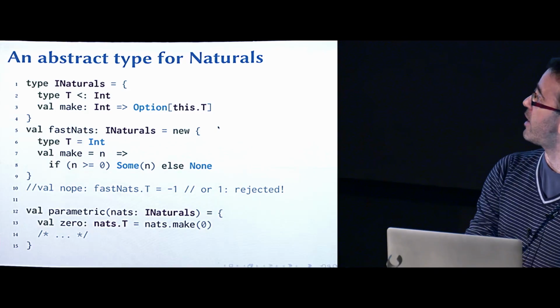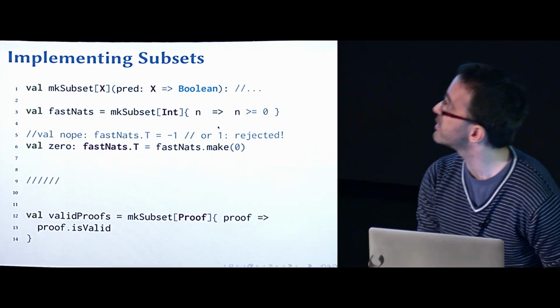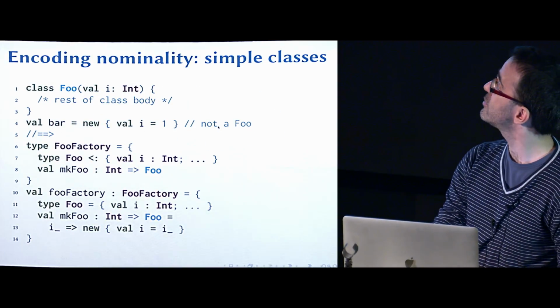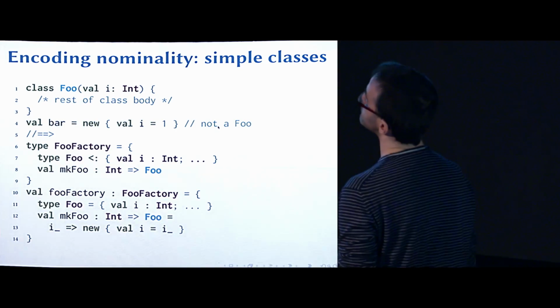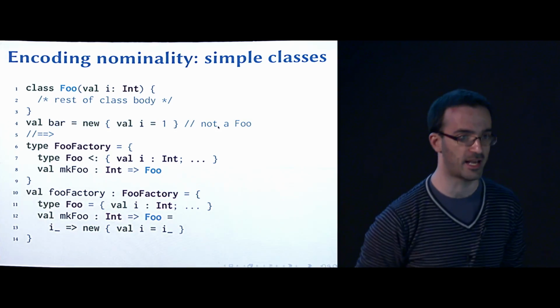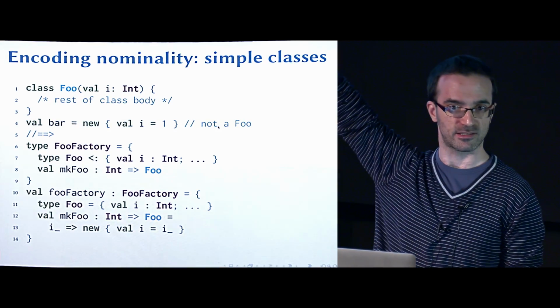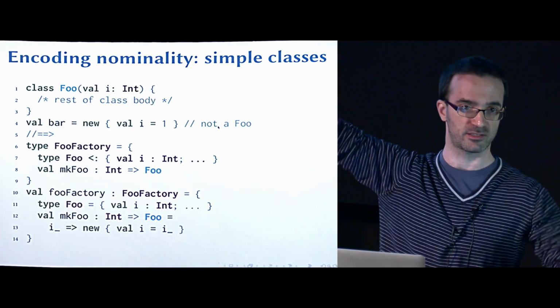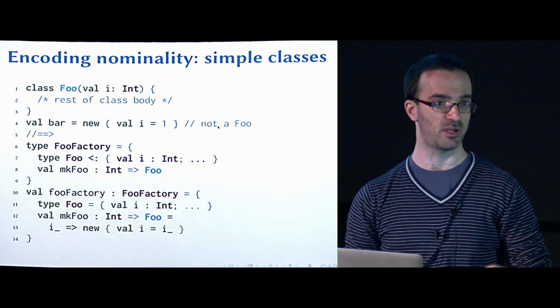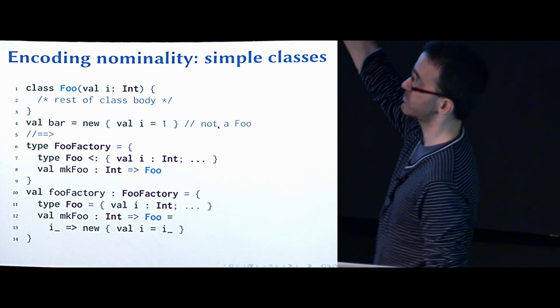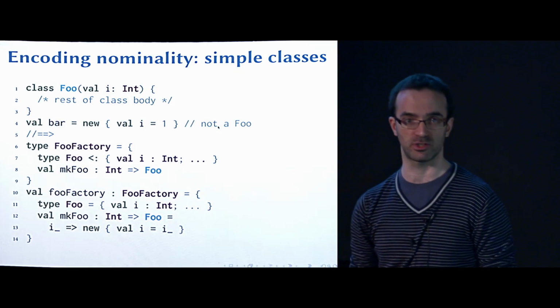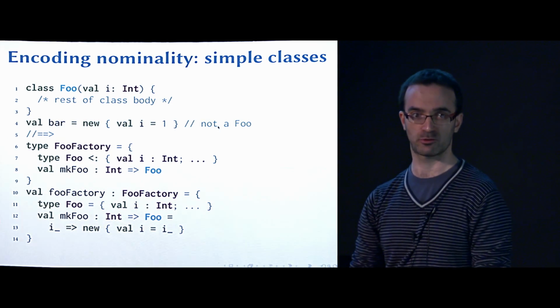So I have other examples of how to use abstract types, but you understand those well enough. The other thing I can show here is how one encodes classes. We've encoded classes in this previous example just as a structural type containing the members, but classes are additionally nominal types. If you have class Foo here, you cannot just create an object which has a member I and expect it to be an instance of Foo.